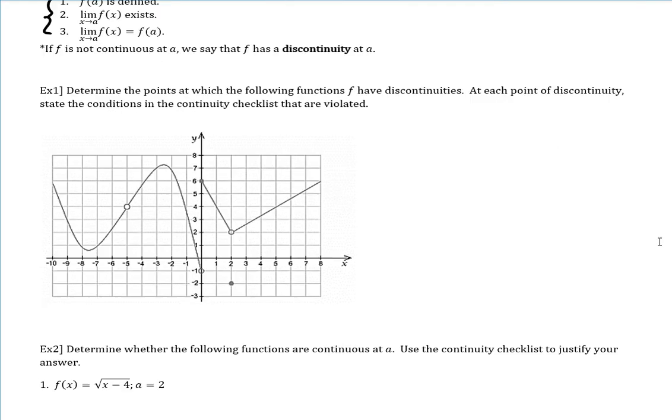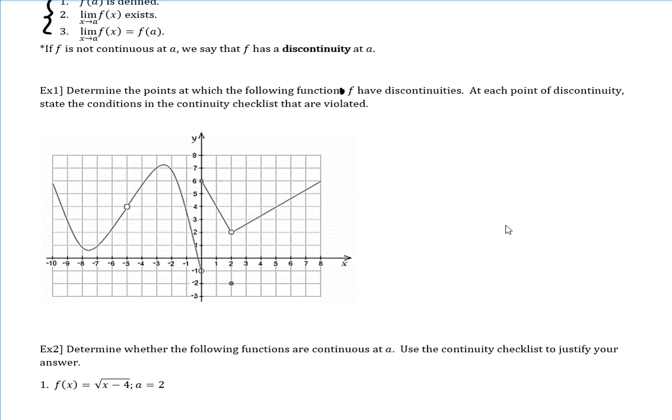So for example 1, let's determine the points at which the following function, sorry, that's a typo, just function f, has a discontinuity. At each point of discontinuity, state the conditions in the continuity checklist that are violated.